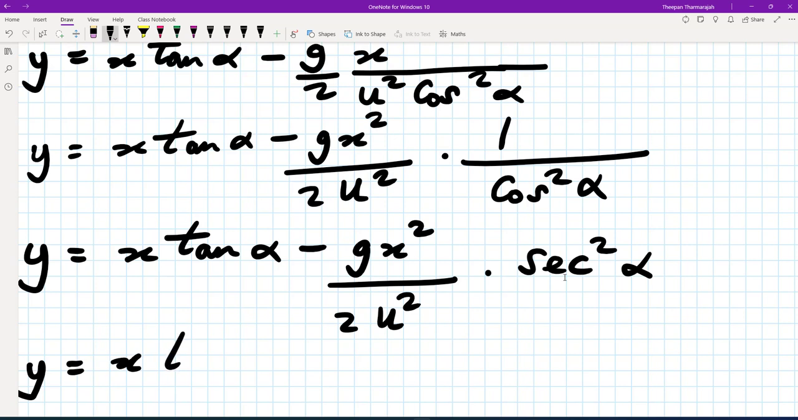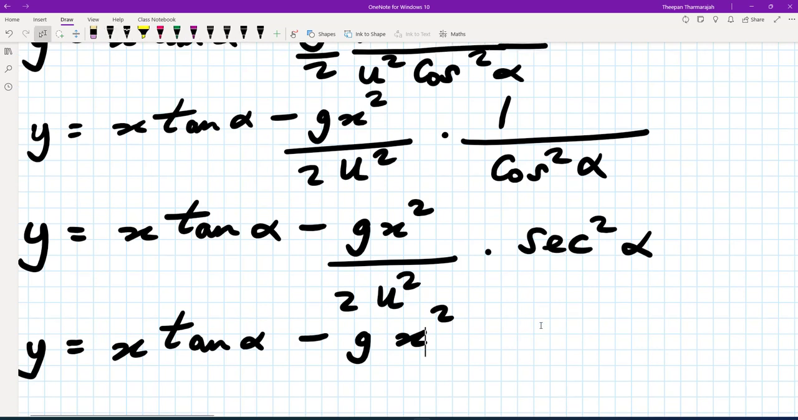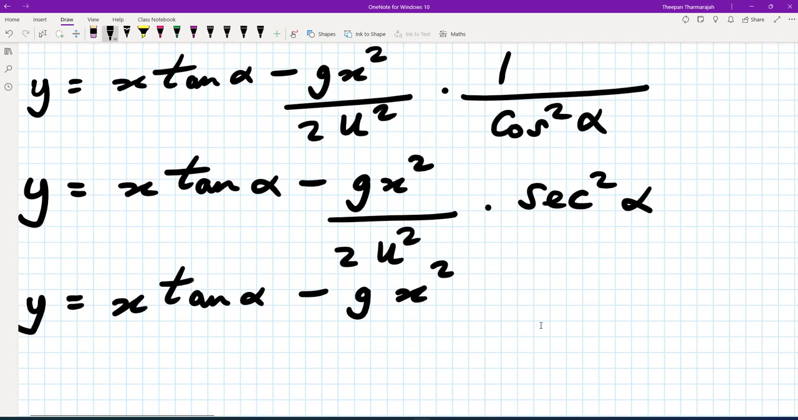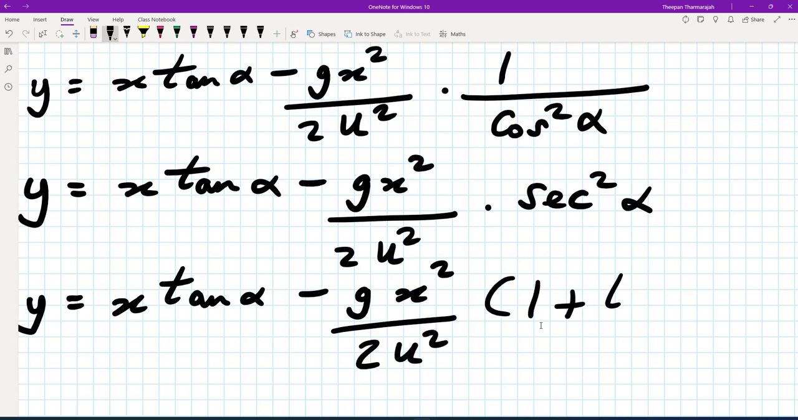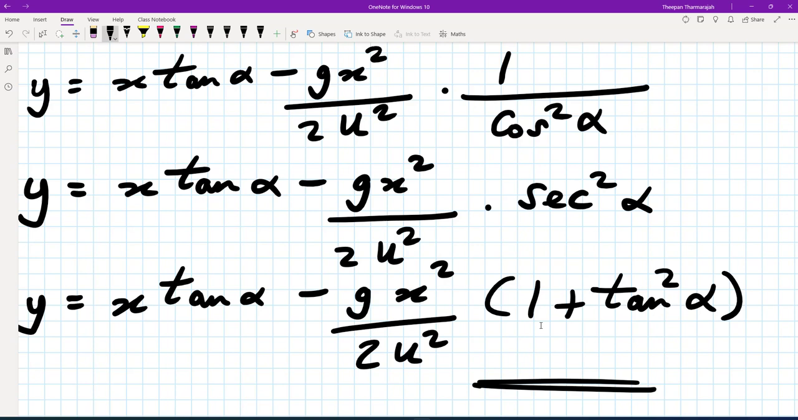So we're going to replace sec squared alpha with that. So x tan alpha minus g x squared over 2u squared times 1 plus tan squared alpha is what's required.